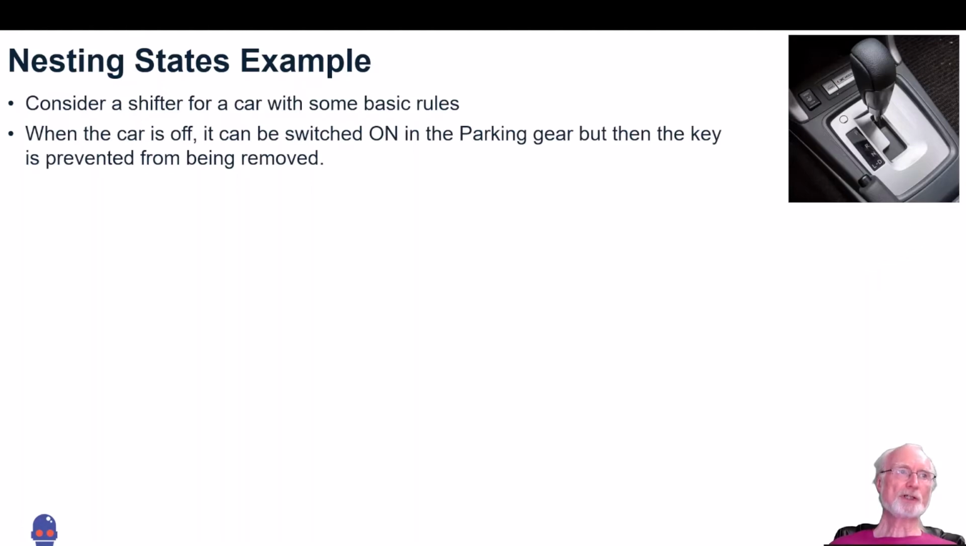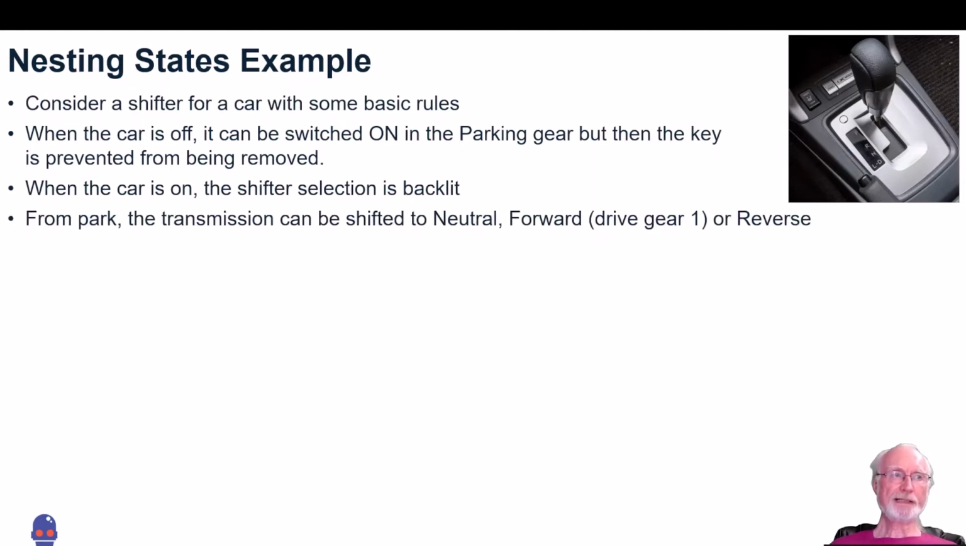For example, when the car is off, we can switch it on. It goes into the parking gearing with the wheels locked, and you should be prevented from removing the key. When the car is on, the backlight should be lit so that you can see what state you're in even in the dark.